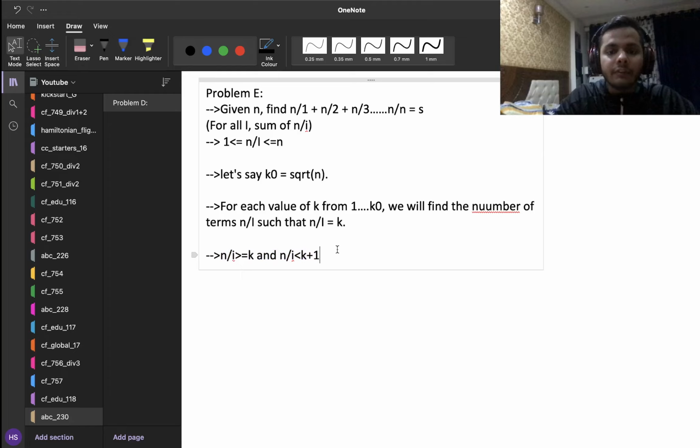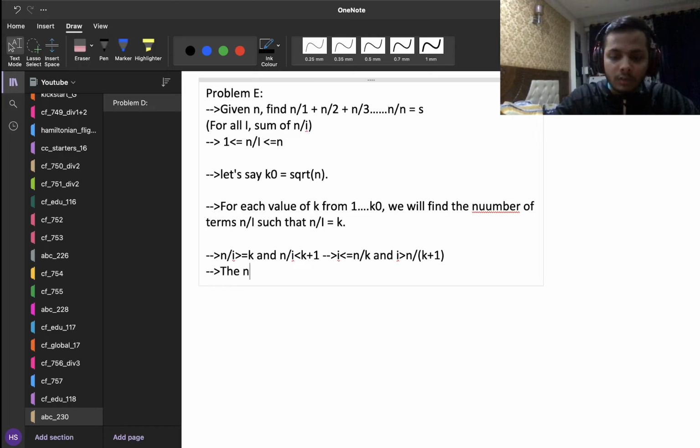And from this, what we can conclude is that if we cross multiply, we'll realize that i has to be less than or equal to n by k and i has to be strictly greater than n upon k plus 1. And if these two conditions are satisfied, then and only then the floor function of n by i is going to be k.